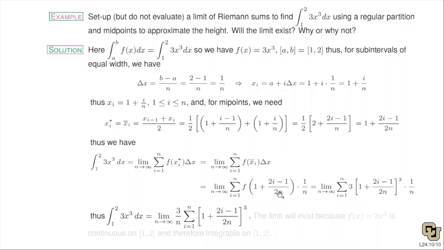And the question also asked, will this limit exist? So we had a theorem that said if the function we're integrating is continuous, then the limit will exist. So here I said the limit will exist because f of x equal to 3x cubed is continuous. And so it's integrable. Integrable is another way of saying that the limit definition of the integral for a particular function will exist. So this is a good problem in terms of practicing the notation and how to set up the limit.